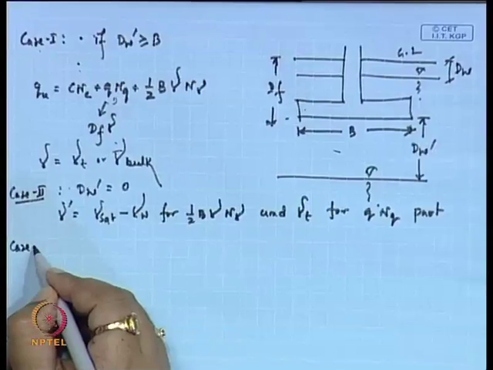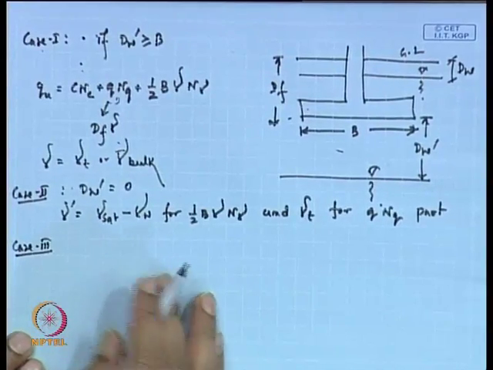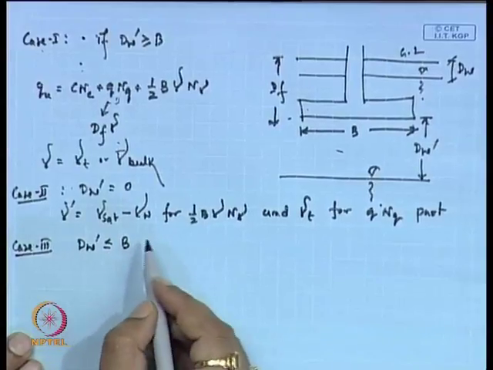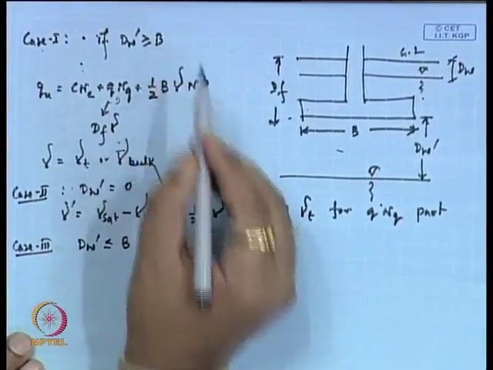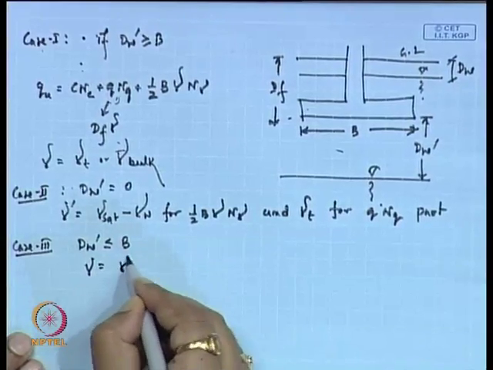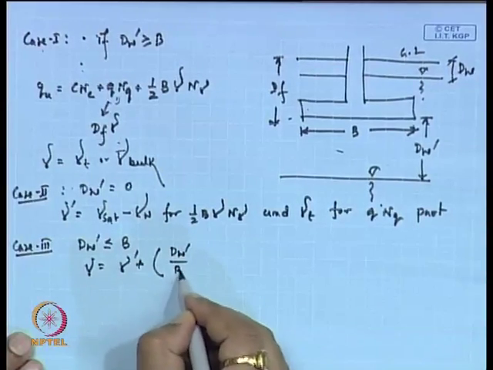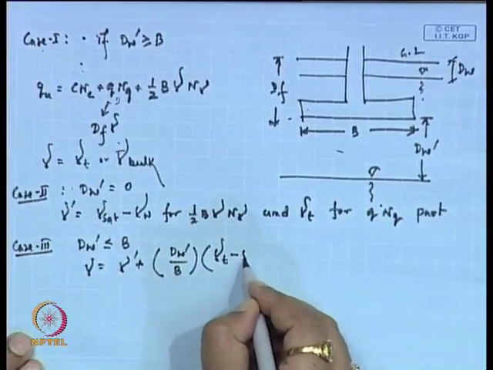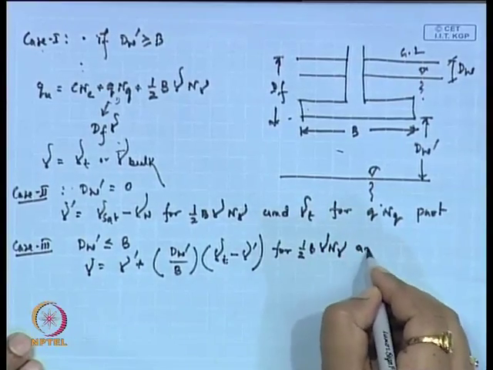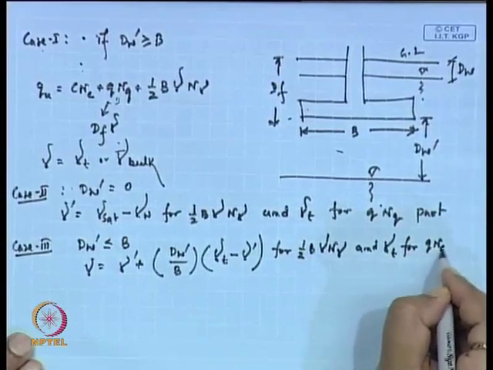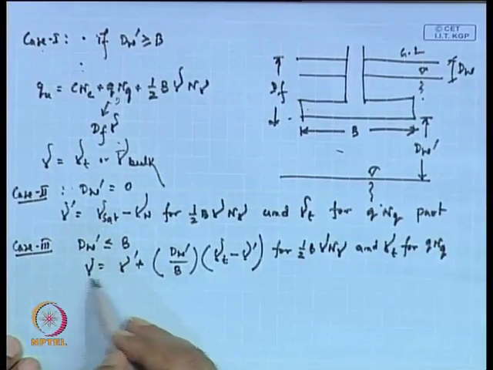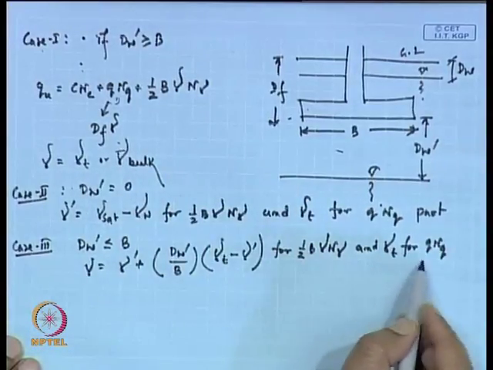Now, for case 3, dW dash is less than or equal to B, or you can say this is greater than B, then we have to use gamma equal to gamma sub plus dW dash divided by B into (gamma T minus gamma sub) for the half B gamma N gamma term, and gamma T for q N q. So, if dW dash is less than or equal to B, then you have to use this gamma value in this part and gamma T for this part.